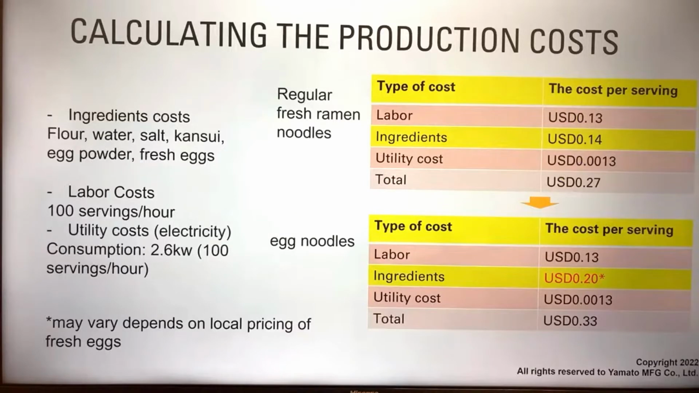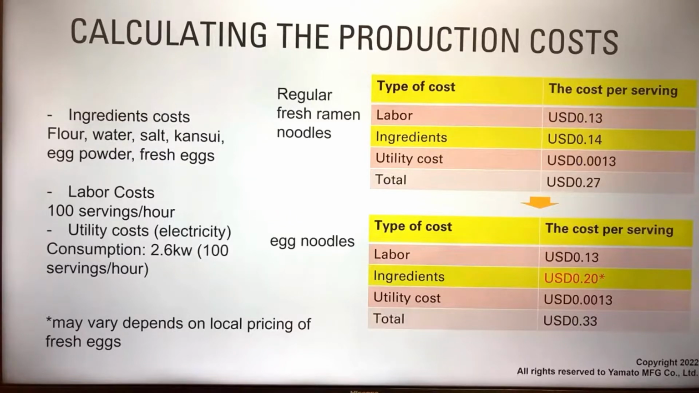The things we have to consider are ingredient costs, like flour, water, salt, egg powder, fresh egg, how much they would have to pay to get a certain quantity of each of them. And labor costs. How much do we pay? Maybe minimum wage. It's not minimum wage, we can't get a good worker, so we probably have to pay maybe 20% higher than minimum wage.